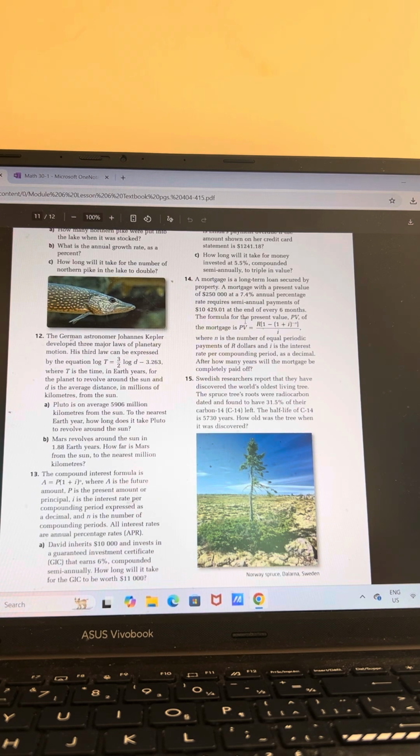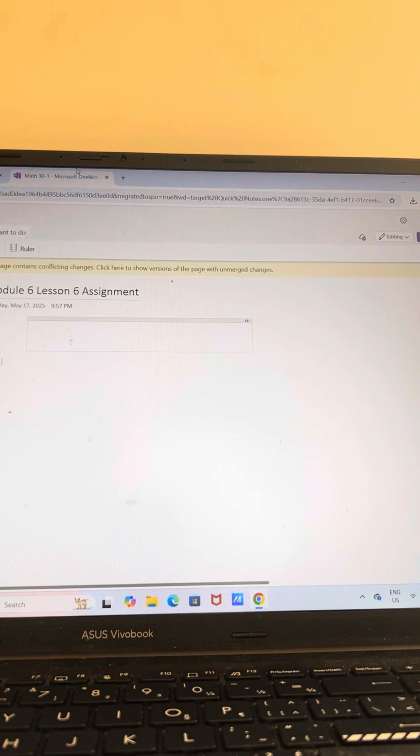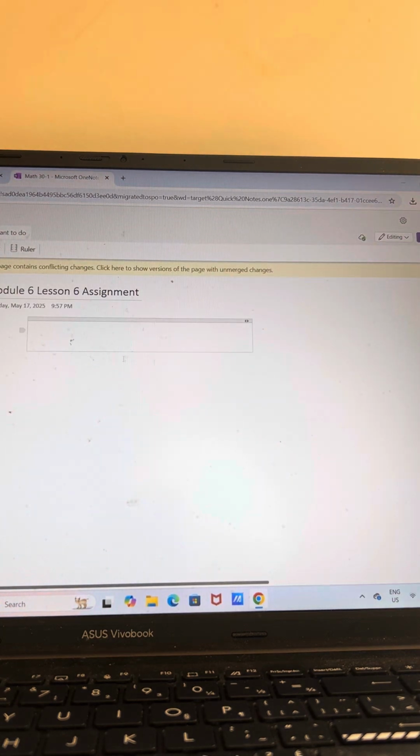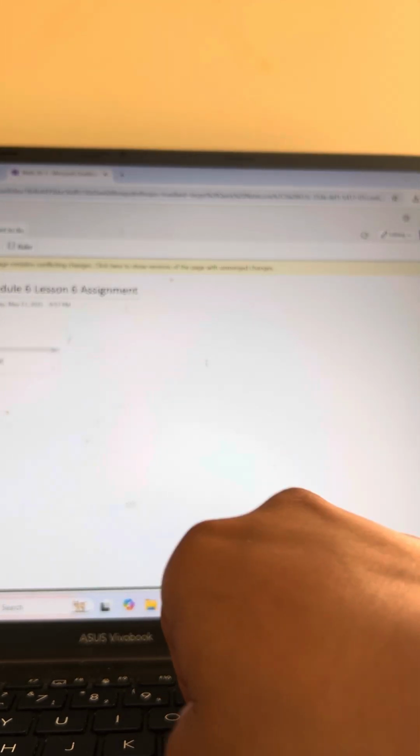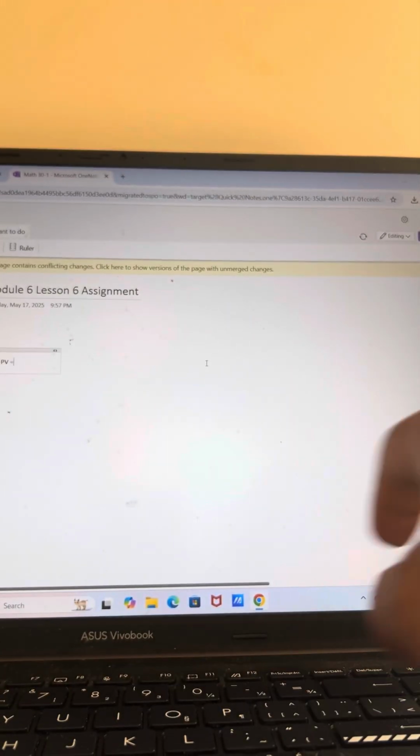So the formula for the present value is right here. N is the number of equal periodic payments of R dollars, and I is the interest rate per compounding period as a decimal. After how many years will the mortgage be completely paid off? So, that was a lot of information. So let's get started by putting in our formula.